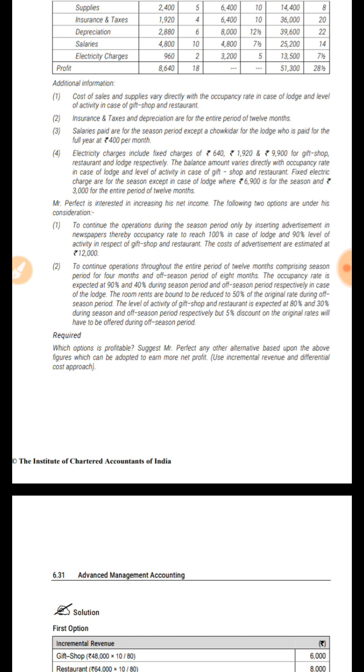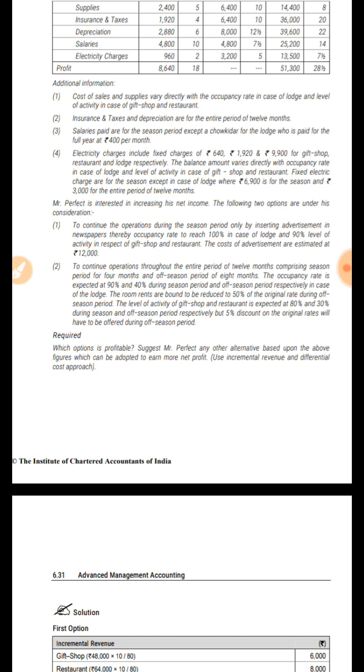Second option is to continue operations throughout the entire period. Abhi he is operating only for the 4 months. So the next option he is thinking is like to continue operations throughout the entire period of 12 months, comprising season period for 4 months and off season period of 8 months.